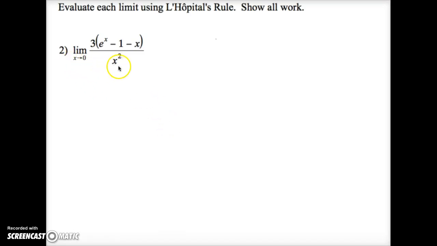If we try to evaluate this limit, we can see that we're going to get 0 on the bottom. So we're going to use L'Hopital's rule. By my properties of limits, I can pull this constant out front of the limit, so I can rewrite this as 3 times the limit as x approaches 0 of e to the x minus 1 minus x over x squared.